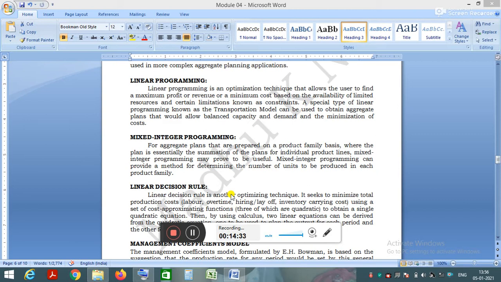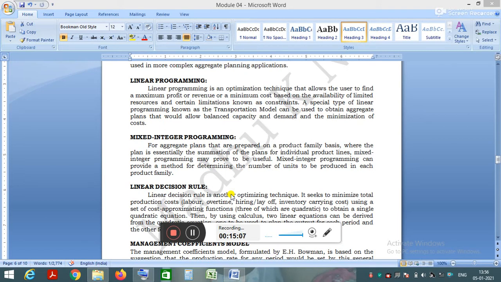Mixed integer programming provides a method for determining the number of units to be produced in each product. By following this method, the decision maker can easily determine the number of units to be manufactured in a family of products.